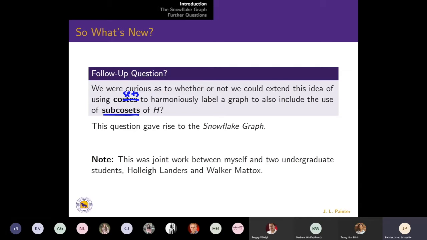So just to preface this, I know I said this initially, but this is all joint work with 2 of my undergraduate students, Holly Landers and Walker Maddox, who have since graduated, but they found a pretty neat little result, which I'll show you a little bit later on as an example. And they presented at the Troy Math Fest in 2019, which I believe was the last time you guys had it, since it was canceled last year.